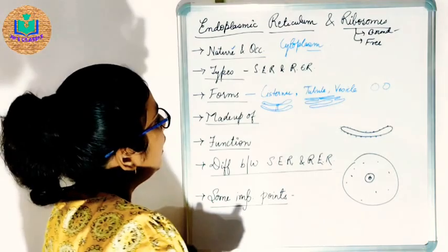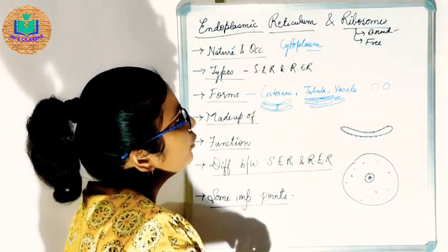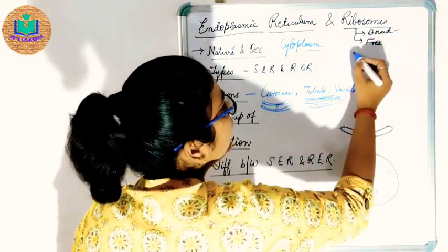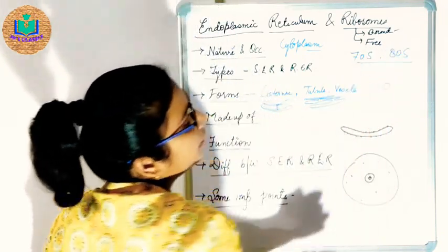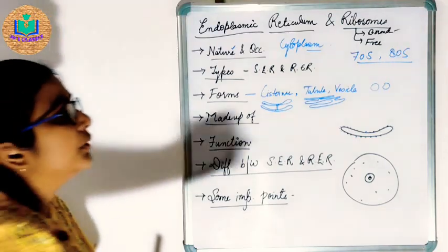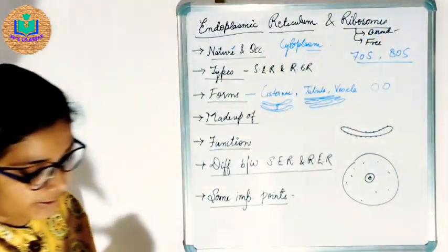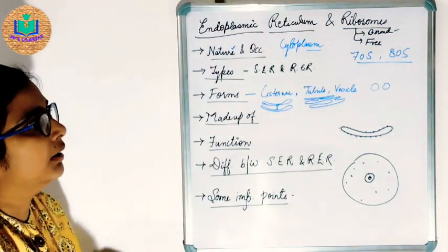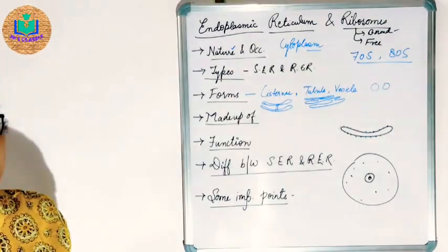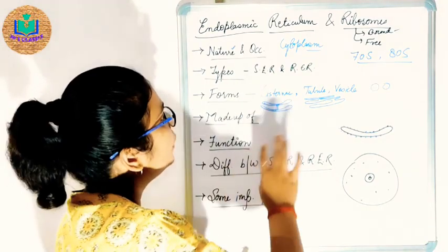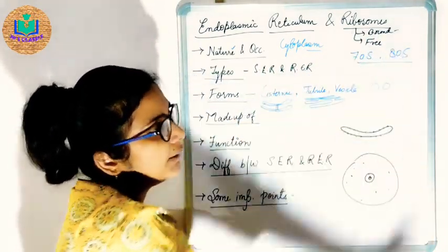Okay, and there are two types of ribosomes also. First one is the 70S and the second one is the 80S ribosome. Don't go deep into this 70S and 80S, this sedimentation coefficient; it is not studied at this level. You will discuss it in higher classes. Only know that there are two types of ribosomes, 70S and 80S.